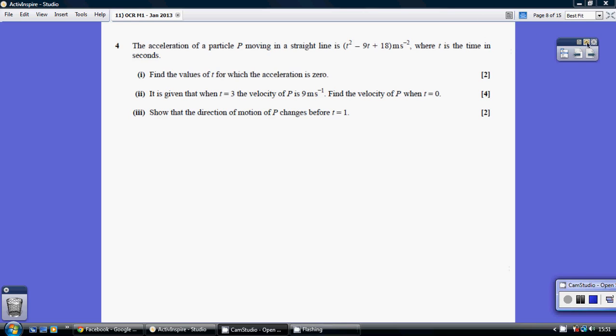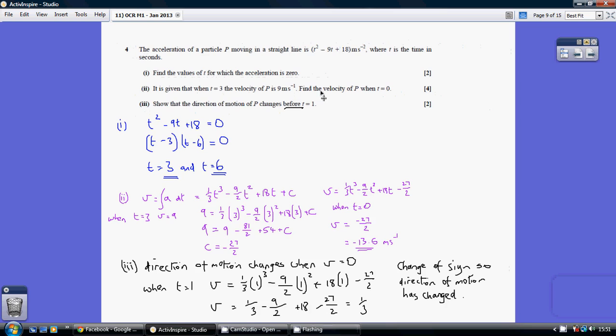Question 4. So pretty similar, I think, to a question a bit earlier on, just the other way around, really. First things first, we're told that this is the acceleration. We're being asked to find the values of t for when this equals 0.